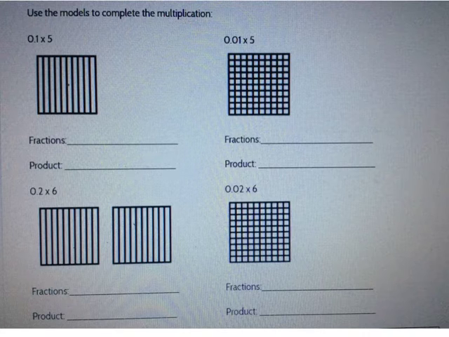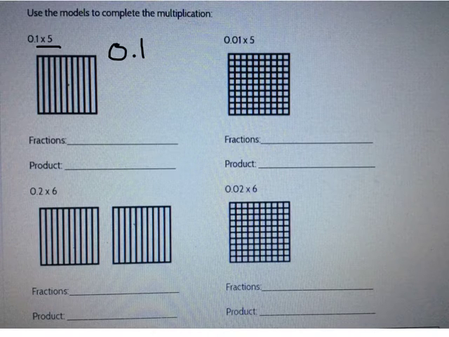Now let's jump right into our new content. Today we're going to talk about how to multiply decimals. We're going to use our knowledge of multiplying fractions to help us. Look at the very first problem. 0.1 times 5. How do I write 0.1 as a fraction? I write it as 1 over 10. And I'm going to multiply that times 5.